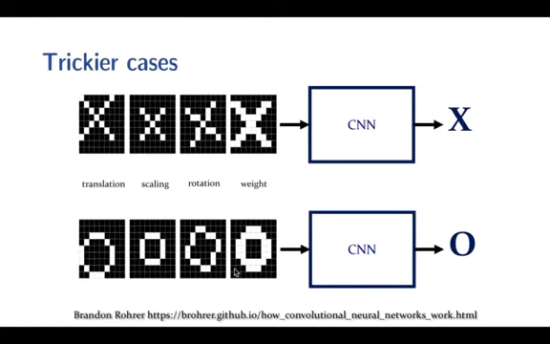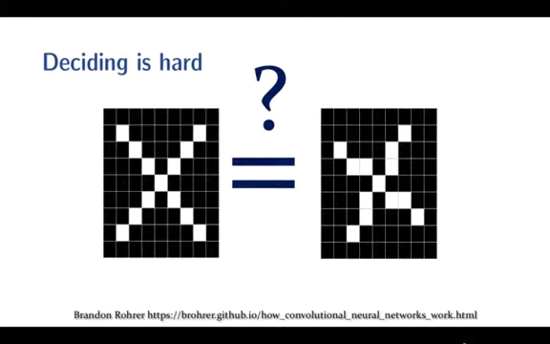Of course there are trickier cases. There could be translation, scaling, rotation, weight variation, and noise. That's what the network has to learn: for all of these it should say X, and for all of these it should say O, even though they are not exactly similar. Otherwise it would have been a trivial problem; I could just do template matching.